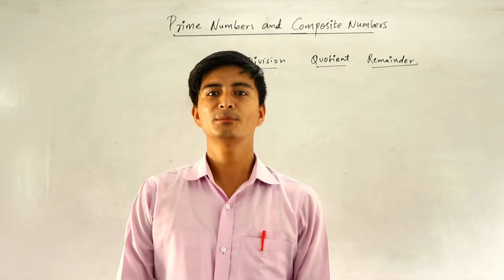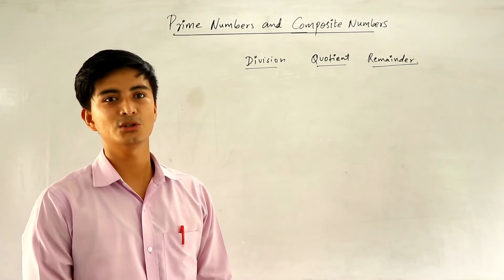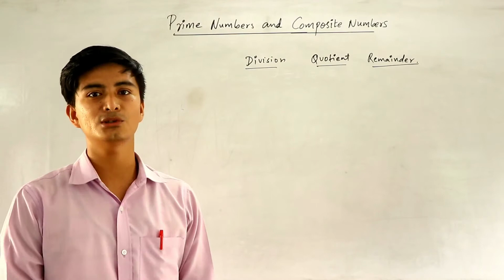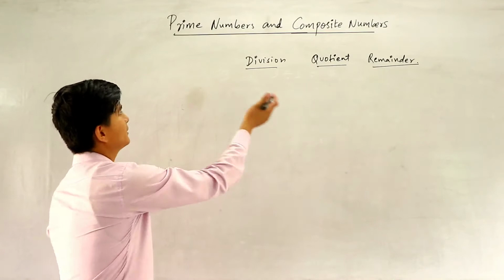Okay, welcome everyone to our new lesson, which is prime numbers and composite numbers. So here we learn about prime numbers and composite numbers, which numbers are called prime and which numbers are composite numbers. So first of all, take a look. I'll give some examples.